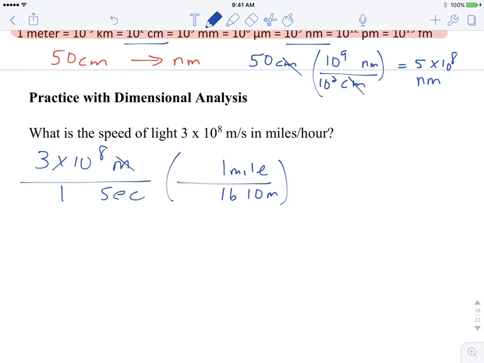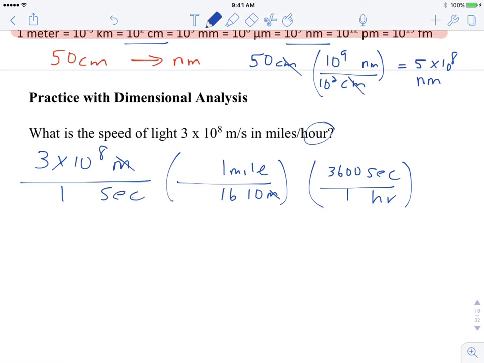So my meters will cross out with my meters. But I want to get this per hour. So instead of seconds, I want the seconds to cross out. This is really important. Notice the seconds, they're in the denominator. So I need to put seconds up here to cross out with seconds, and hours down here. Well, how many seconds are there in an hour? Well, there's 3,600 seconds in 1 hour. You could have done hours to minutes, minutes to seconds in 2 steps, but I do it in 1 step.